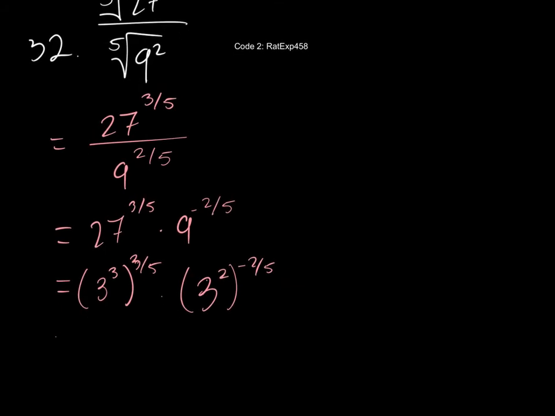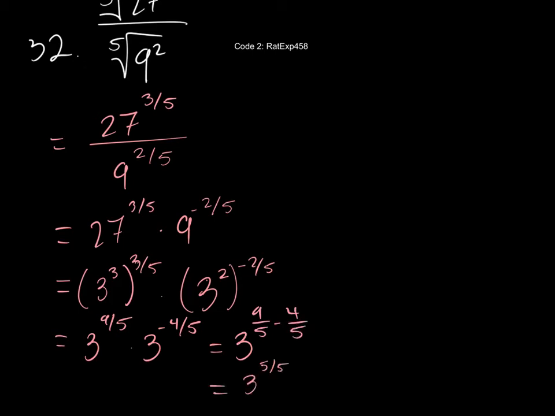So when we have a power to another power, we multiply the powers, right? So 3 times 3/5 is 9/5. And 2 times negative 2/5 is negative 4/5. Then I'm going to add the exponents. So I've got 3 to the 9 over 5 minus 4 over 5, which is 3 to the 5 over 5, which is 3.